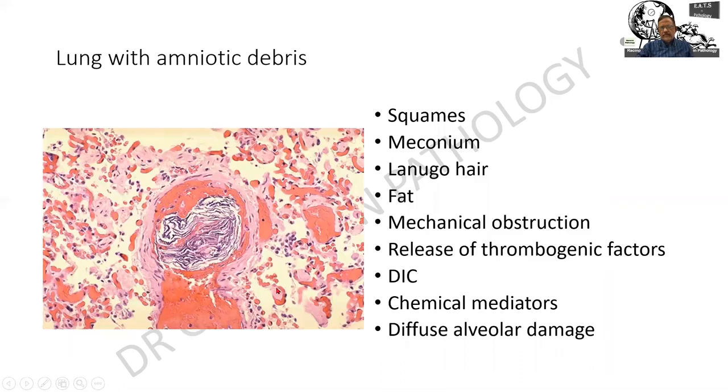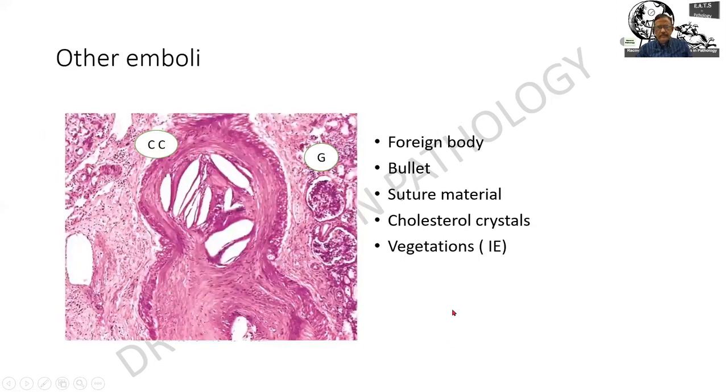And this is what has been removed from the lung of the mother. So I find that there are strands over here. This is all squamous epithelium that has got lodged in a blood vessel. So what are all the contents? Squames or aggregation of epithelial cells, meconium, lanugo hair, fat. Sometimes these can lead to mechanical obstruction, otherwise they will cause thrombosis, disseminated intravascular coagulation, and chemical mediators also can be released. Sometimes there can be what is called diffuse alveolar damage or ARDS, adult respiratory distress syndrome.